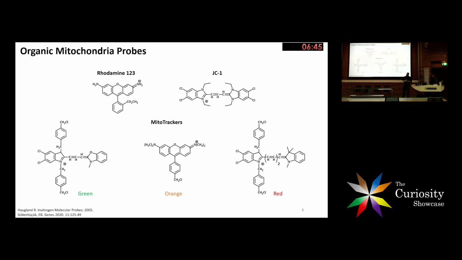So all these probes here, you can see they're all positively charged. So they're able to isolate in the mitochondria by exploiting that negative membrane potential that I mentioned earlier. So the positive charge draws it into mitochondria. However, if you've fixed your sample, biological functions have ceased. So proton pumps are no longer pumping, and you no longer have that negative membrane potential, and you're unable to localize in mitochondria.